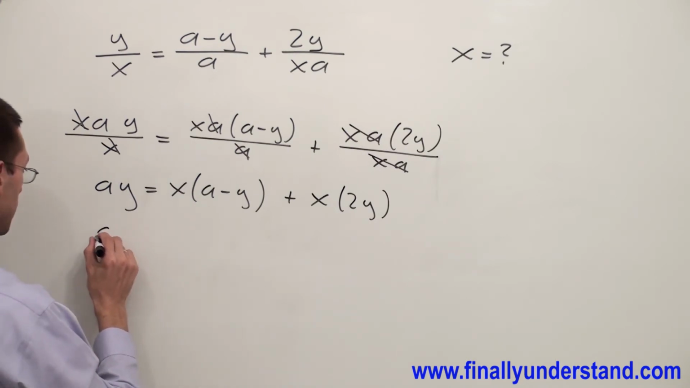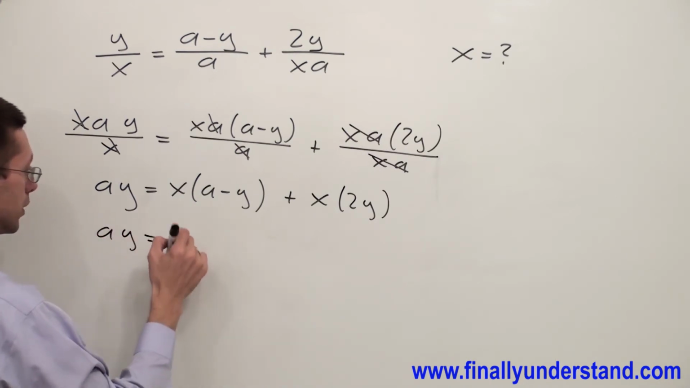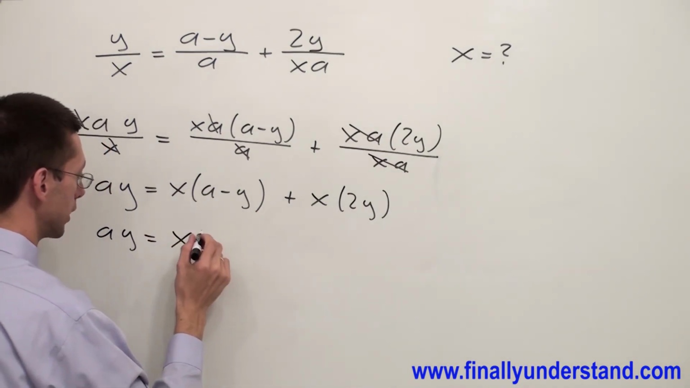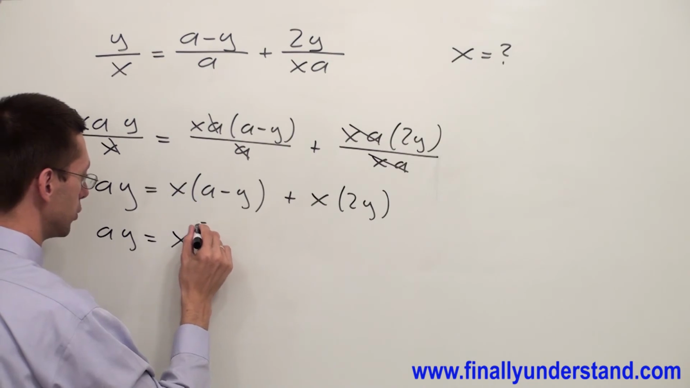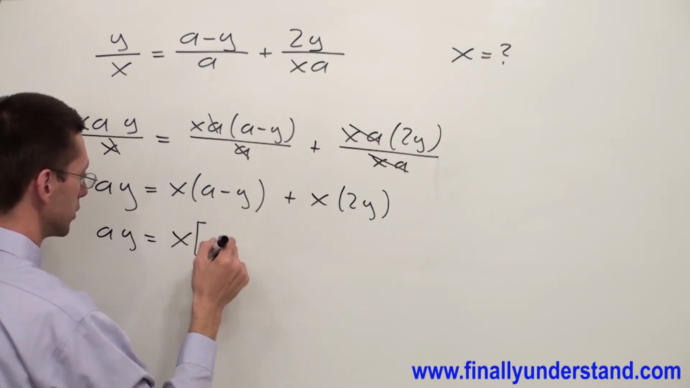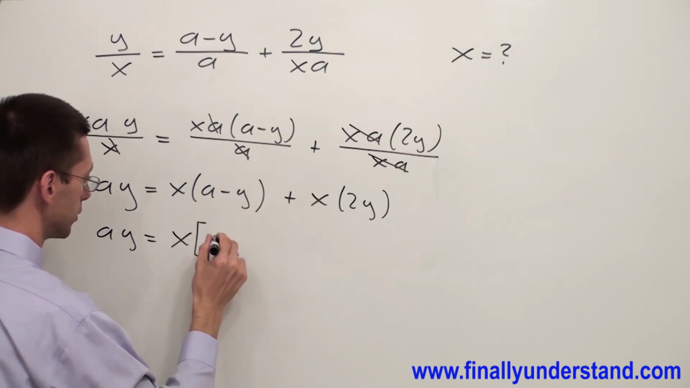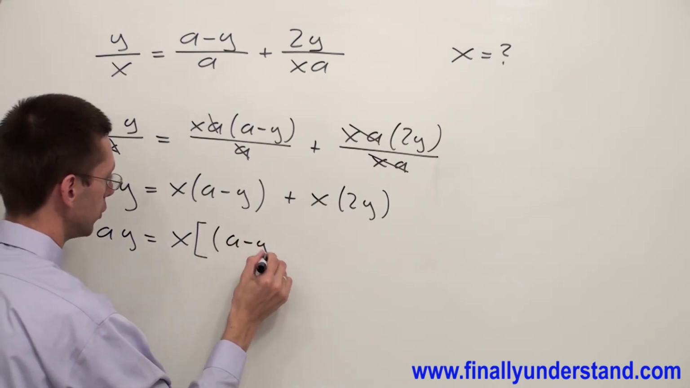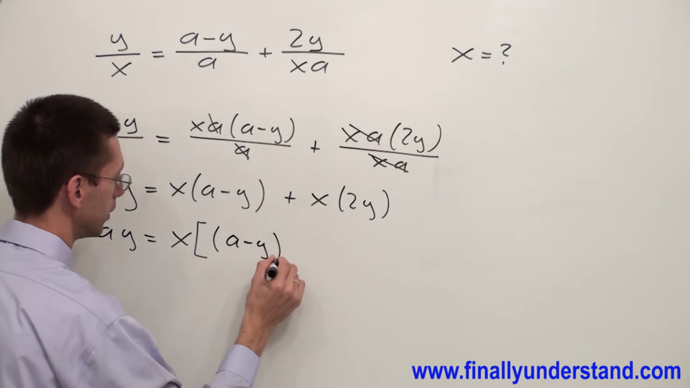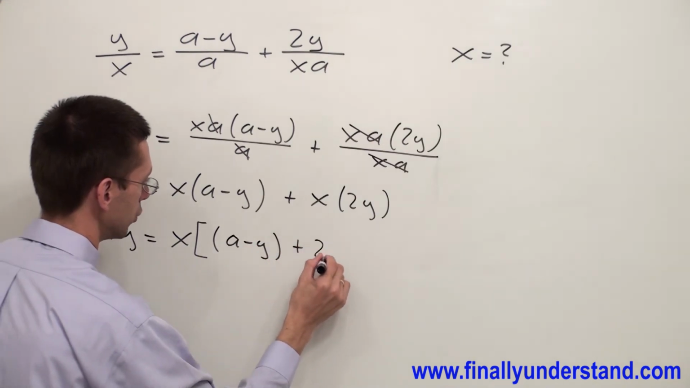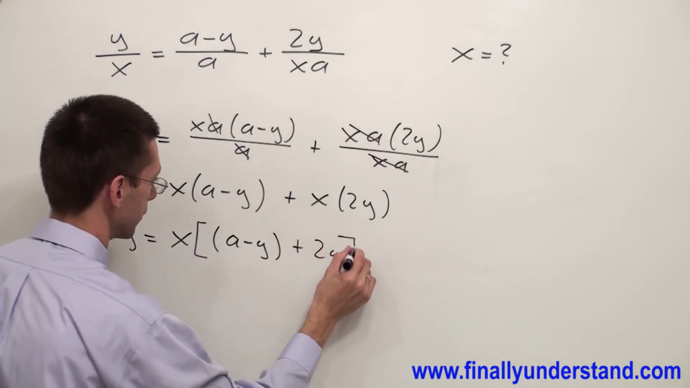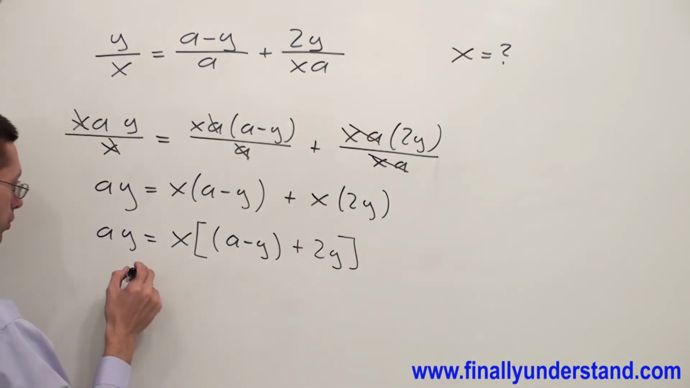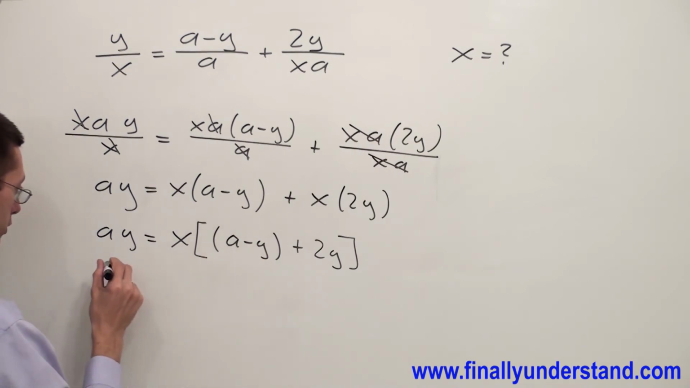Okay? Now we have to find x. So let me copy down ay equals, I have x over here and x over here. I can factorize this x. Okay? So I'm going to have in brackets, because I have parentheses, I just want to make the difference looking. So I have a minus y plus 2y.